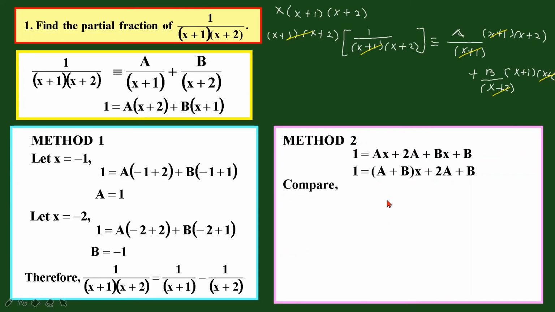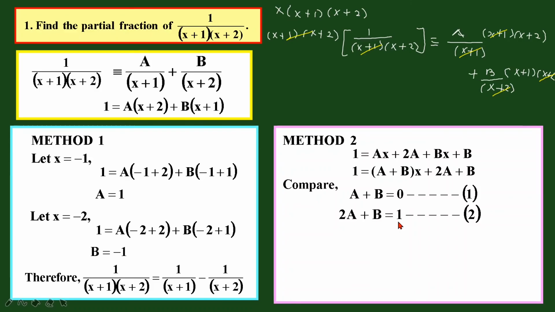Next thing we are going to do is we are going to compare it. And for example, once I compare this, I will get equation 1 and I will get equation 2. So why is a plus b equals to 0? Because when I compare, I notice on the left hand side here, there's no x. So the coefficient for x is 0. That's why a plus b equals to 0. Now for the second part, I have 2a plus b, and this is a constant. So on my left hand side, the constant is 1. That's why I have this 1 here.